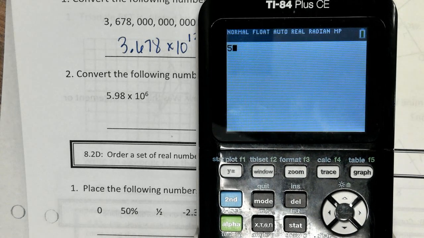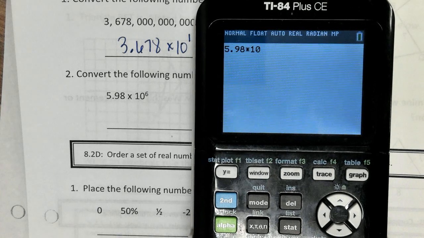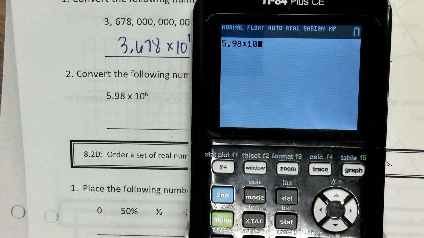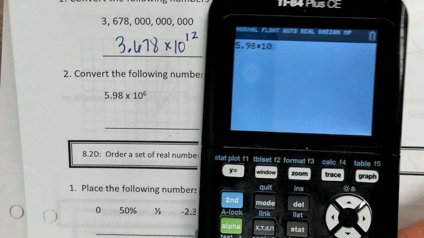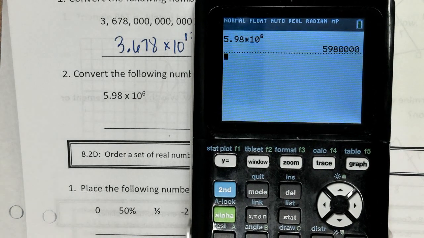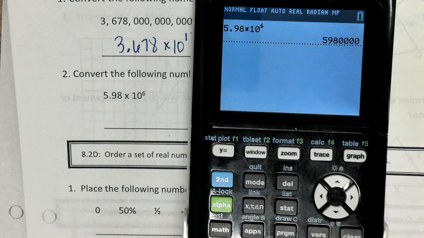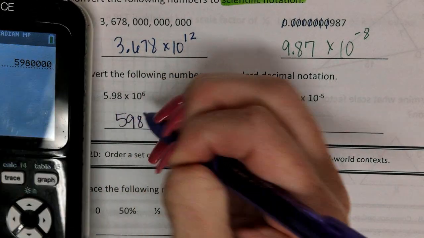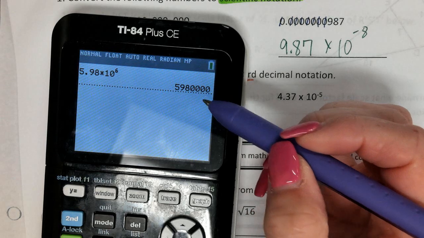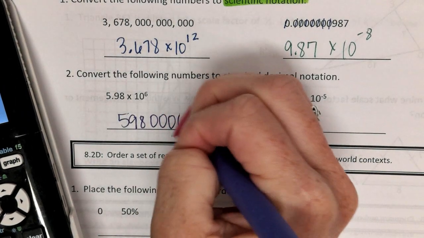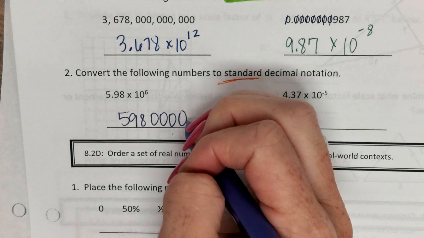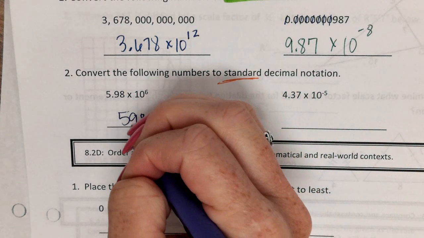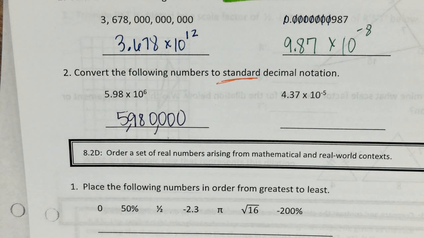So I'm going to type in 5.98 times 10. Everybody should be doing it with me. And then to get to your exponent, you're going to use your little caret button to the 6th power. And there's your answer, 598 with 1, 2, 3, 4 zeros. If you want to add commas, you always start at the back and just count every 3 numbers. 1, 2, 3, 1, 2, 3. You don't have to. It's the same thing if you don't.